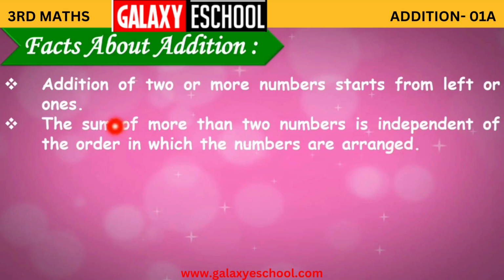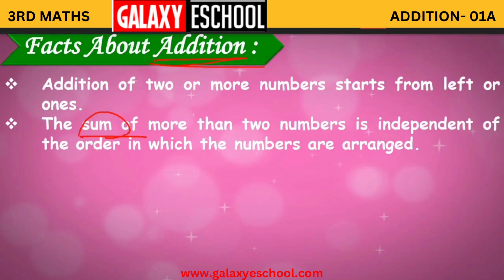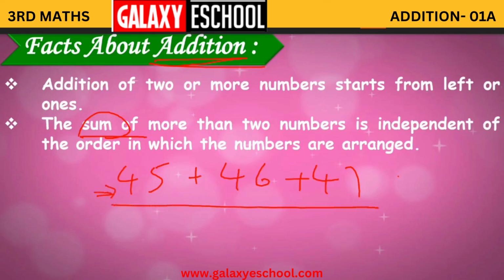The next fact is the sum of more than two numbers is independent of the order in which the numbers are arranged. What are they saying here? The sum. So again, sum means what? Sum means addition of two or more numbers, like 45 plus 46 plus 47, is independent of the order in which the numbers are arranged. See, now here 45 and 46 and 47, this is the order we have taken, right? What will the answer of this be?